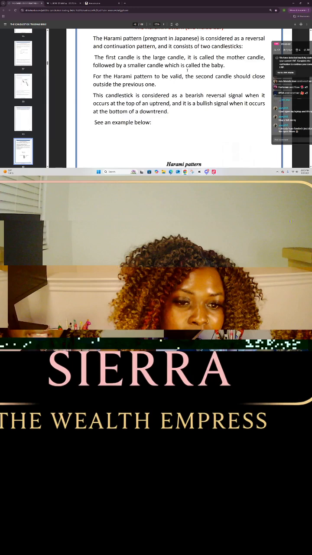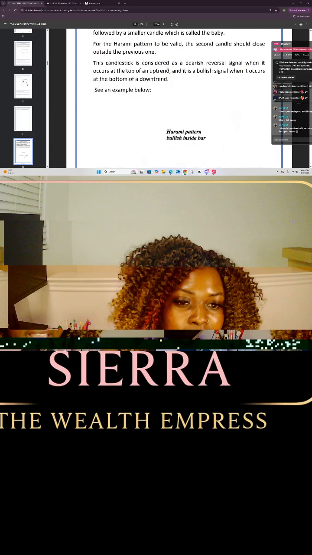For the Harami pattern to be valid, the second candle should close inside the previous one. The candlestick is considered a bearish reversal signal when it occurs at the top of an uptrend, and it is a bullish signal when it occurs at the bottom of a downtrend.